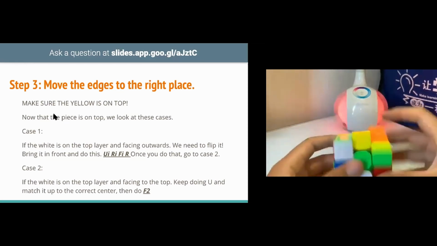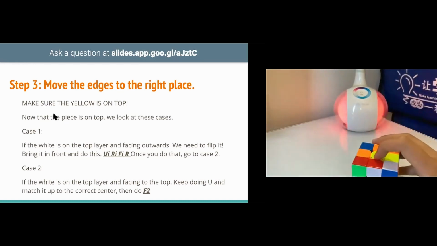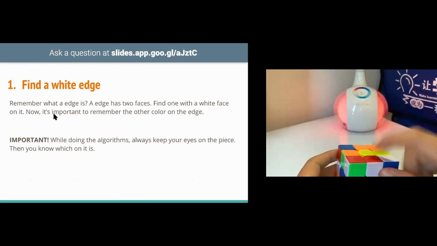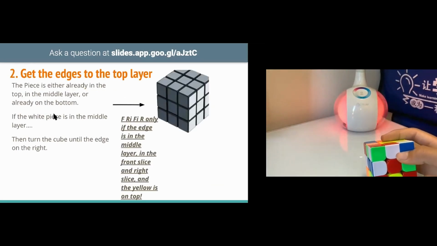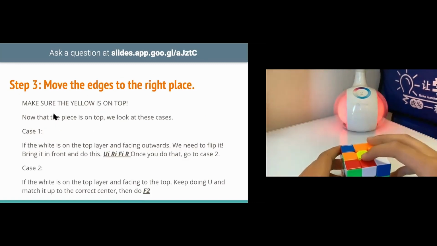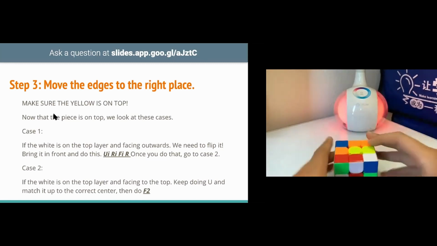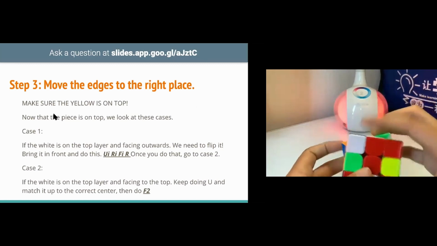So let me just show you guys a mostly full cross. Let's start from finding the white edge. Let's say we want this one. This is already in the top layer, so we can skip the second step and go directly to the third step. This is case 1 because it's facing outwards. So you bring it so that it's looking at you to perform the algorithm.